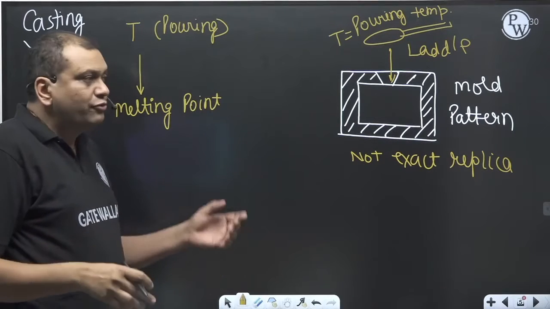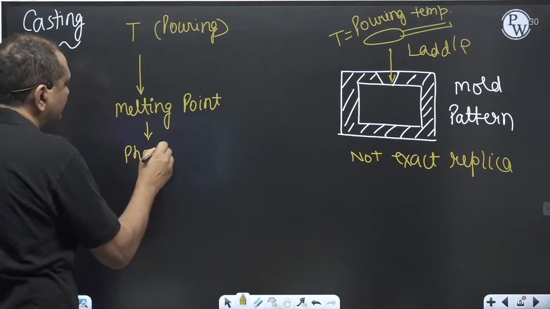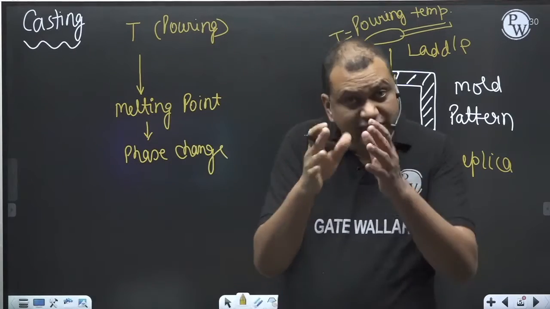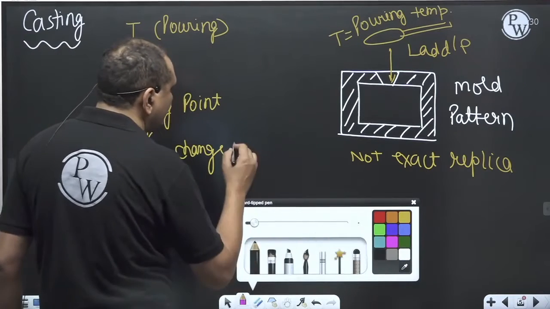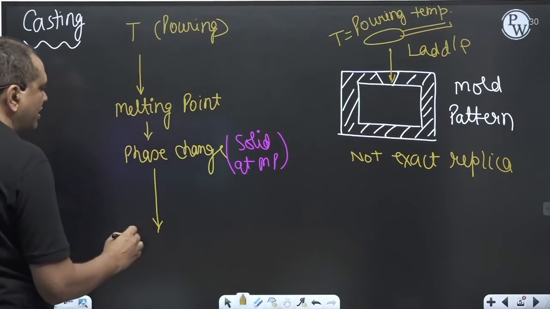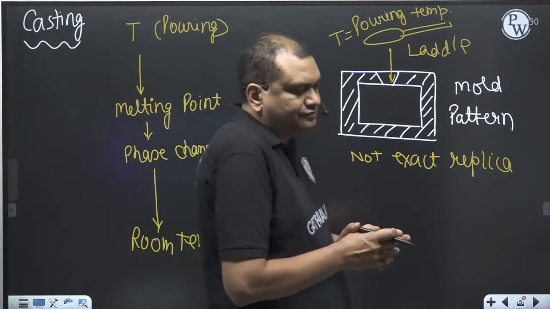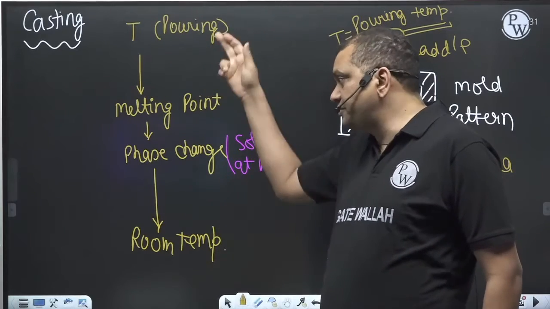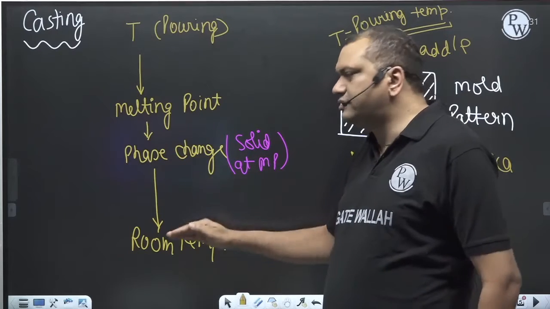Now phase change. Phase change means liquid at the melting point to solid at the melting point. And then solid at the melting point, from there the material has to come to room temperature. So this is the journey of temperature of the casted product. Liquid at the pouring temperature goes to liquid at the melting point. Then there is a phase change, and solid at the melting point to solid at the room temperature.